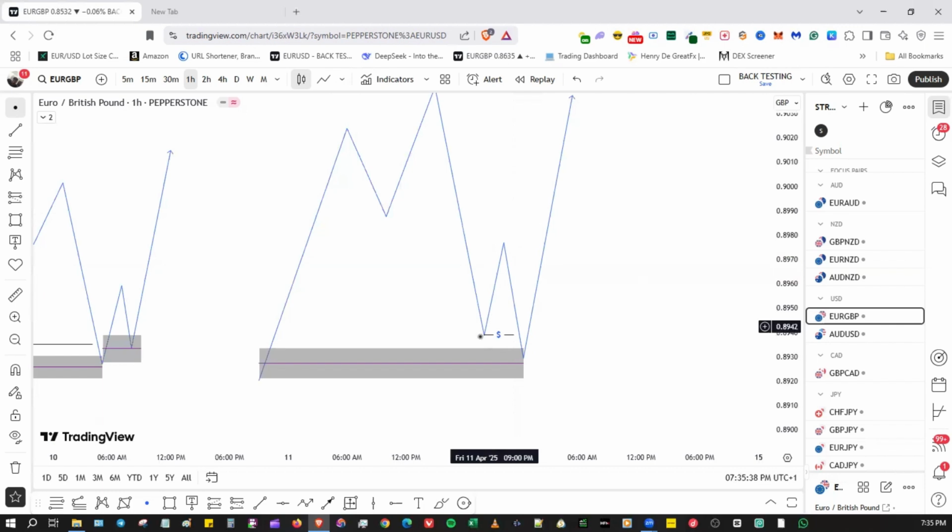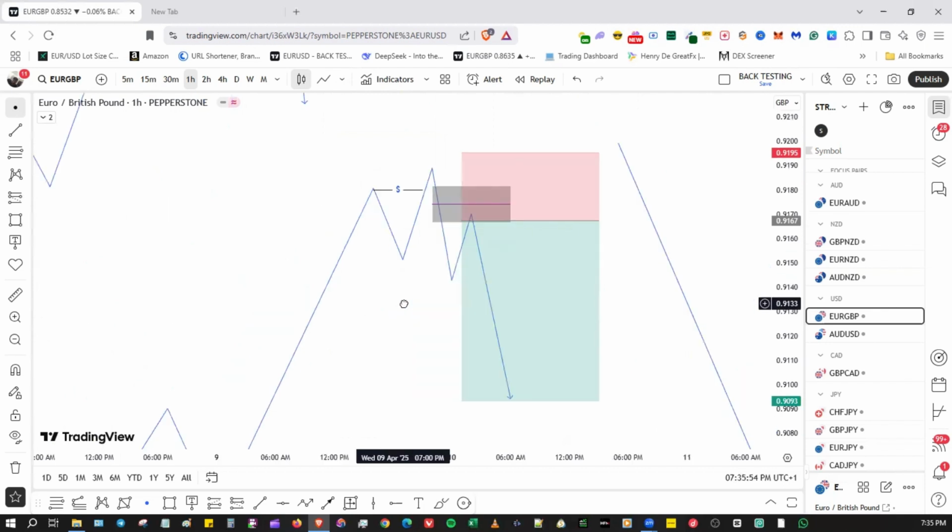Price will come back, take out this low as liquidity. It could be a bullish scenario with the same thing. It will take it out, mitigating this order block here to complete the pattern before pushing to the upside. You can take your entry.